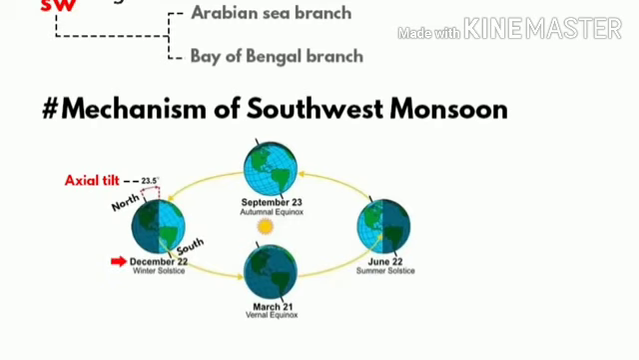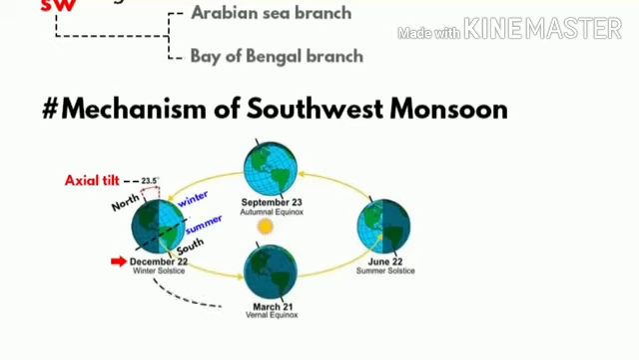During the month of December, the southern hemisphere of the earth is more exposed towards the sun, causing summer season in the southern hemisphere. The opposite happens in the northern hemisphere. That means the northern hemisphere of the earth faces winter season in December.